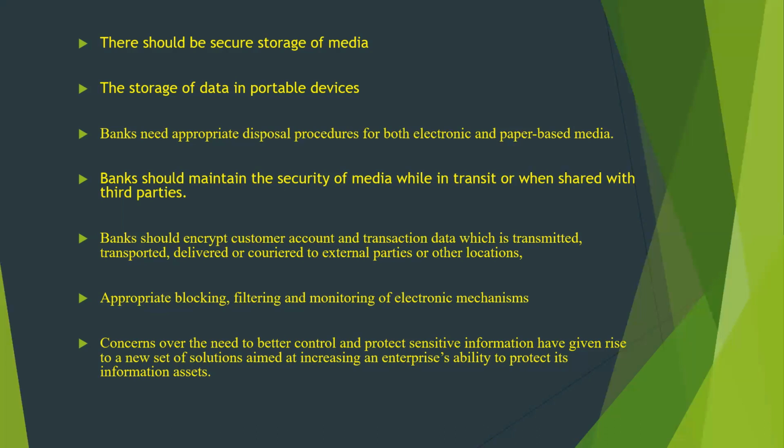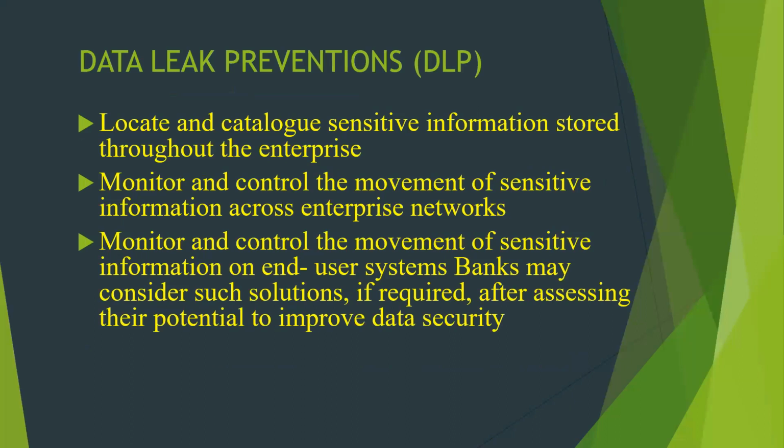This DLP, that is data leak prevention, also prescribes some solutions that include technologies that facilitate three key objectives. Let's see what the three key objectives are. First, locate and catalog sensitive information stored throughout the enterprise. Next, monitor and control the movement of sensitive information across enterprise networks. And the third one is to monitor and control the movement of sensitive information on end user systems. Banks may consider such solutions if required, after assessing their potential to improve data security. So these are the three solutions prescribed by data leak prevention.